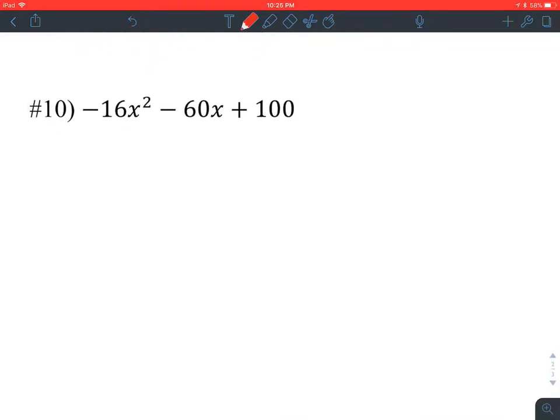In this case, our terms are in descending order. The lead coefficient is not positive, and there's also a GCF. We're going to factor a negative 4 out of each of these terms, giving us 4x squared plus 15x minus 25.